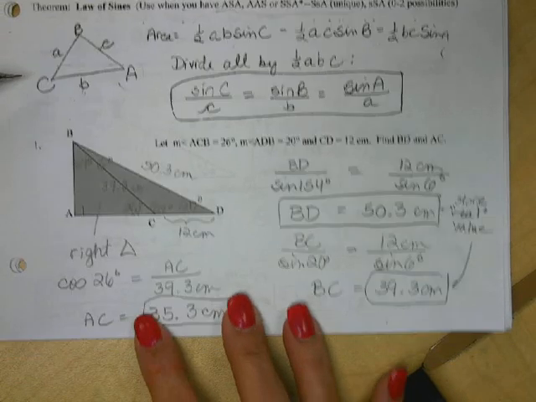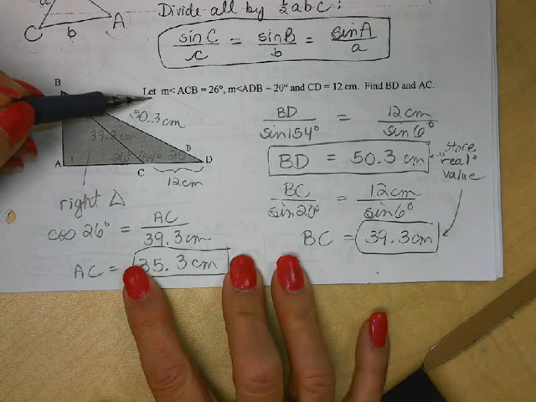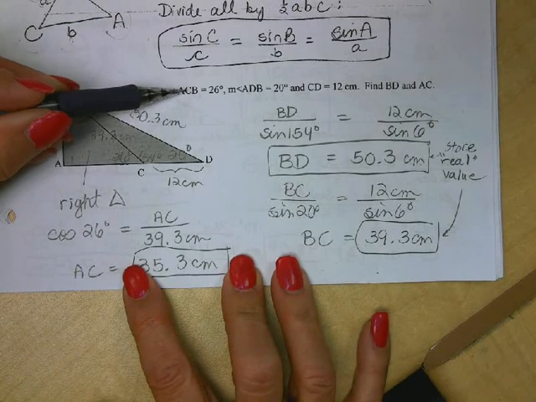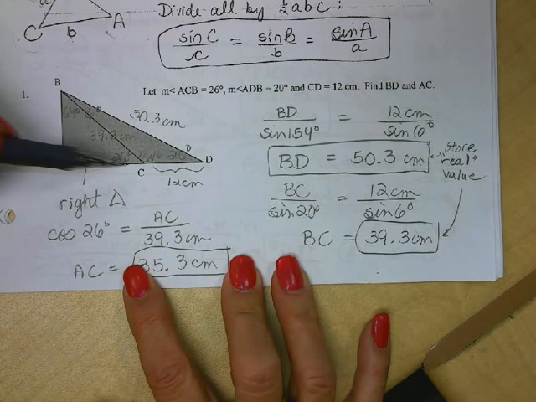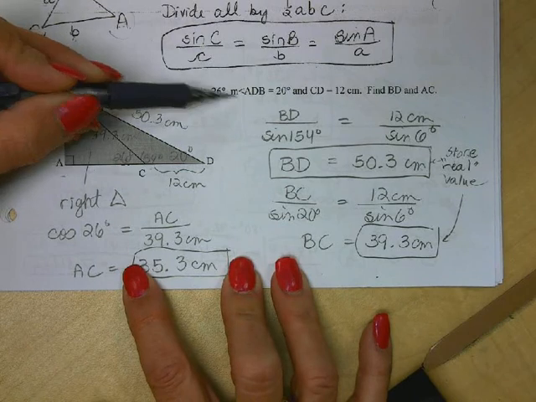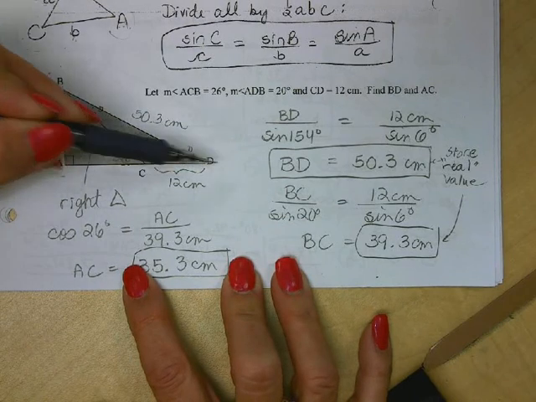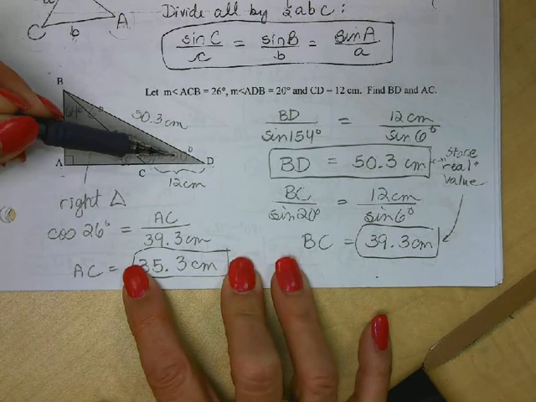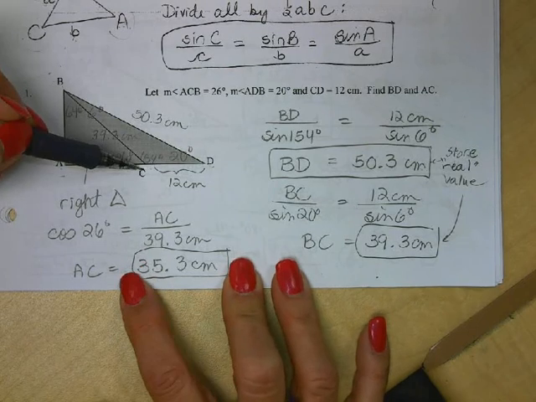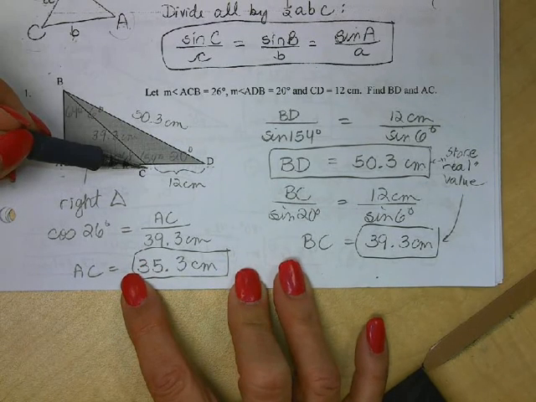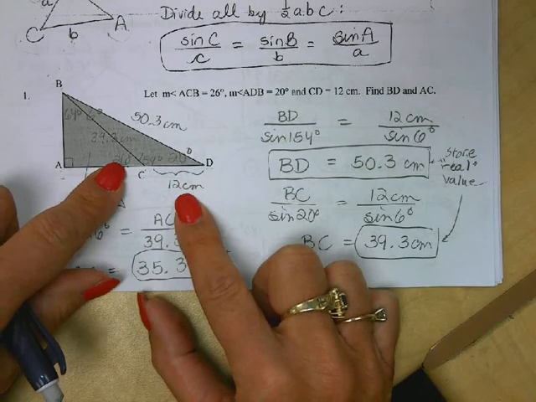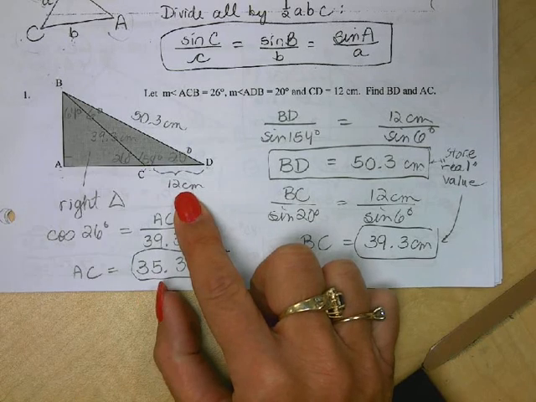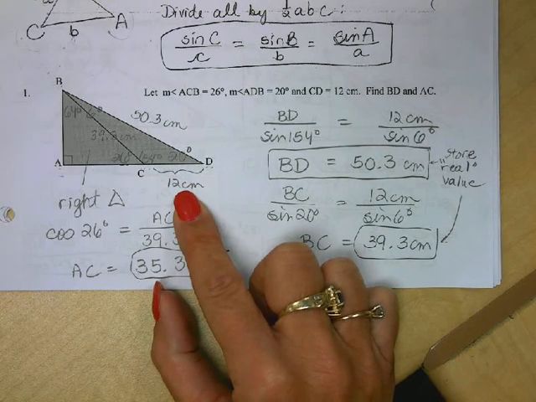So I have, let triangle, the measure of angle ACB be 26 degrees. We have the measure of angle ADB being 20 degrees, and we know that CD is 12 centimeters long. So we know this angle and this side, and I've labeled them. And I want to find side BD, so this long length, and side AC.